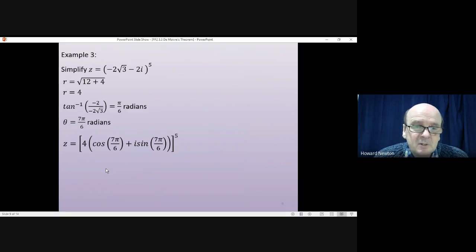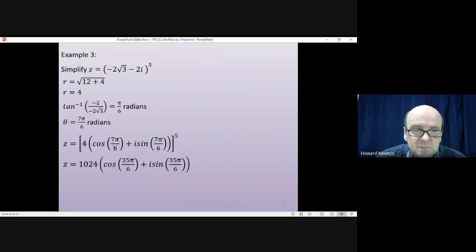Now we can write the complex number in modulus argument form. 4 into cos 7 pi by 6 plus i sine 7 pi by 6. Doing that to the power of 5 means we'll do 4 to the power of 5, which is 1024. Timesing the angles by 5 will give us 35 pi by 6. Cos of 35 pi by 6 is root 3 over 2. Sine of 35 pi by 6 is minus a half. And that's probably the simplest way of writing down the answer. 512 root 3 minus 512i.